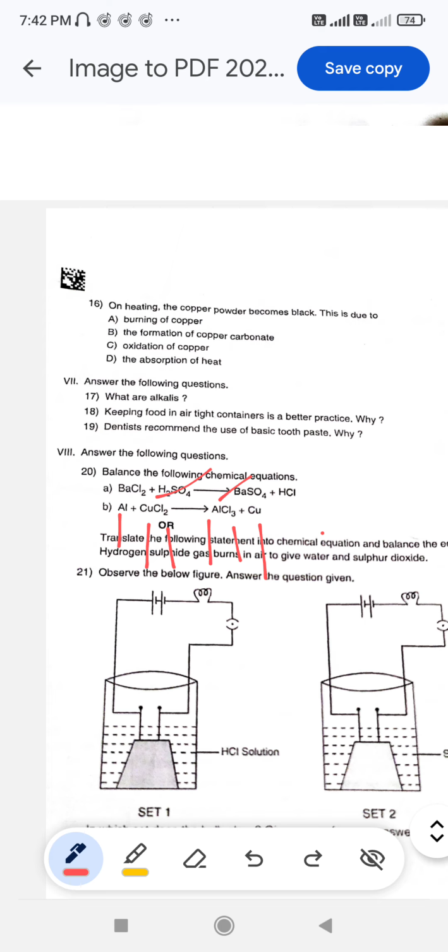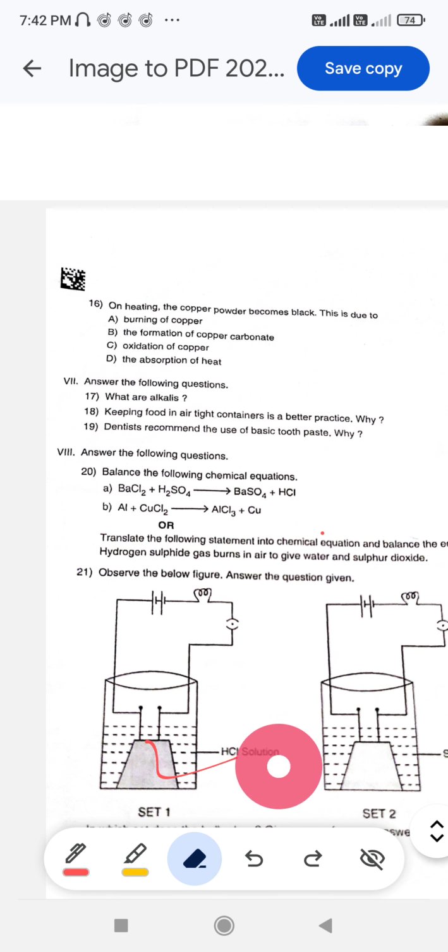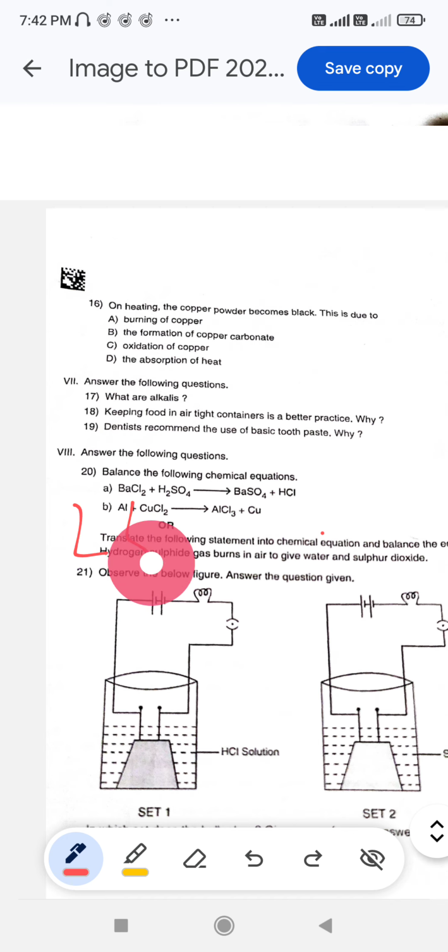Chlorine is 2 on the reactant side, and on the product side it is 3. 2 and 3 are not equal, so it is an unbalanced equation. An unbalanced equation has to be balanced in a proper way, correct? How will we balance it? Here you have to add 2 aluminium.